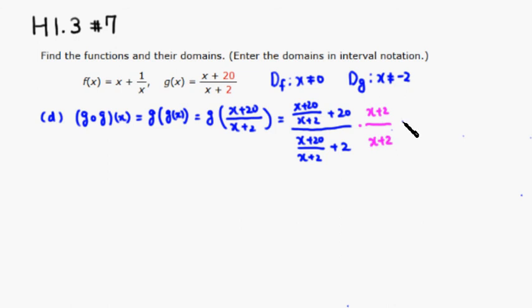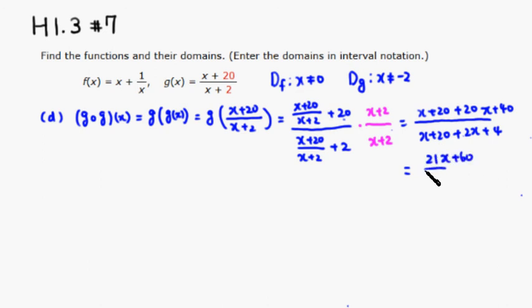All right, so this will give us, all right, so x plus 2 times the cancel out, so you have x plus 20 there, all right? But you have 20 times x plus 2, so 20x plus 40, right? And the same thing, so cancel out. So you have x plus 20 plus 2 times x will be 2x, and 2 times 2 is 4. Right? So you will get, on top, 21x plus 60 over, on the bottom, 3x plus 24. Right?